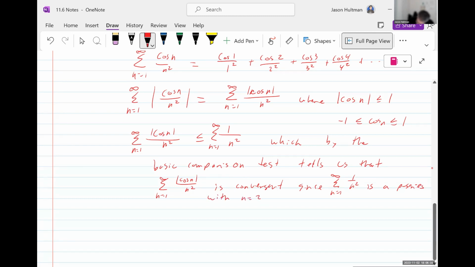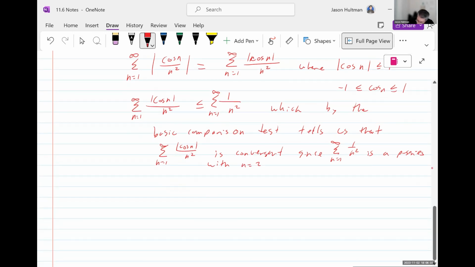n equals 2. Okay, so we know that by the basic comparison test, again, let's draw a picture, that if the sum of 1 over n squared converges, the partial sums converge to some value, and the absolute value of cosine n over n squared is always less than or equal to something that we already know converges, then it itself is convergent. That's the basic comparison test.